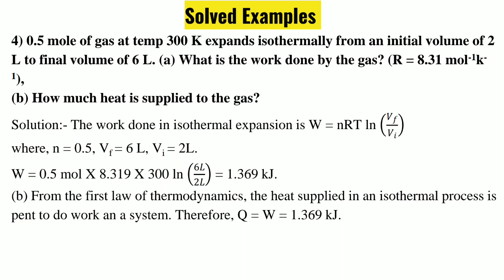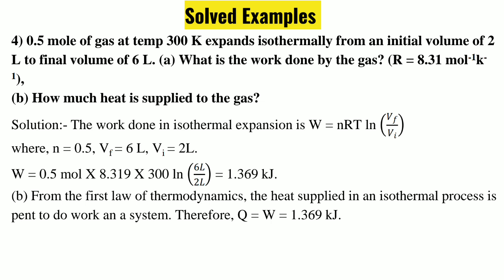0.5 mole of gas at temperature 300 Kelvin expands isothermally from initial volume 2 liter to final volume 6 liter. What is the work done? The gas constant value they have given us. How much heat has been supplied, that also we have to calculate. First of all, the work done in an isothermal expansion is given by this formula, that is W is equal to nRT log Vf minus Vi.